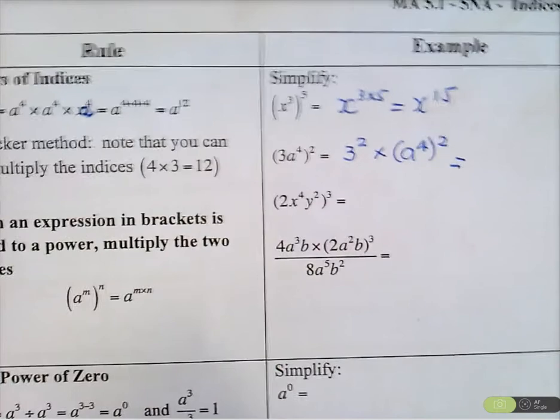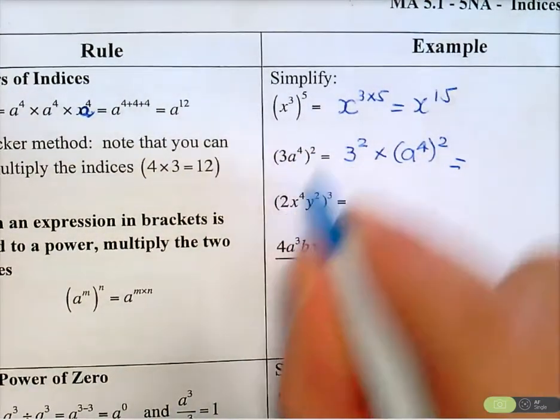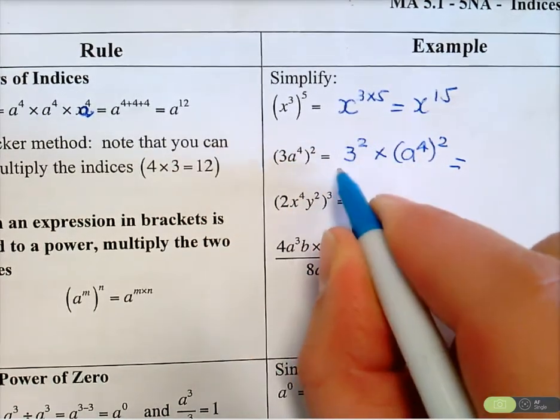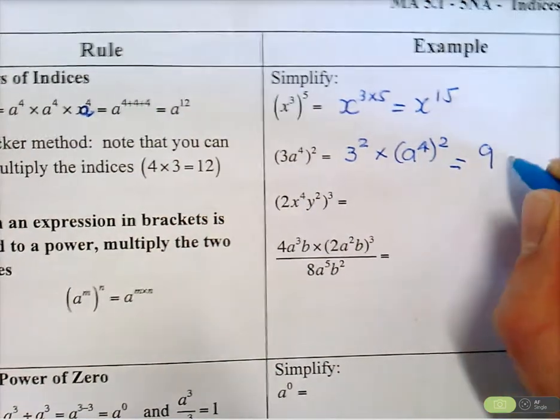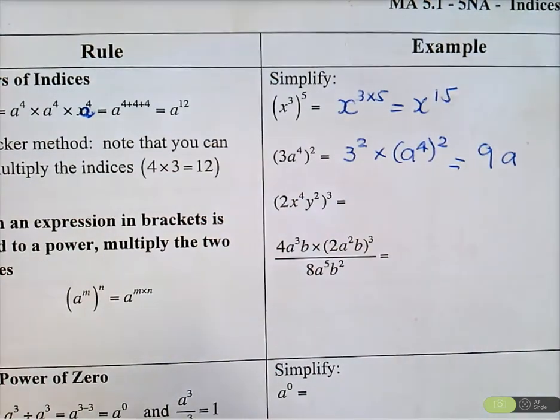A lot of people make the mistake where they'll just put 3a to the power of 8. They'll remember to multiply the indices, but girls, this is just 3 squared. That's just done normally with numbers. 3 squared is 9, and with the a, what do I put? 9a to the power of? What happens to the 4 and the 2?